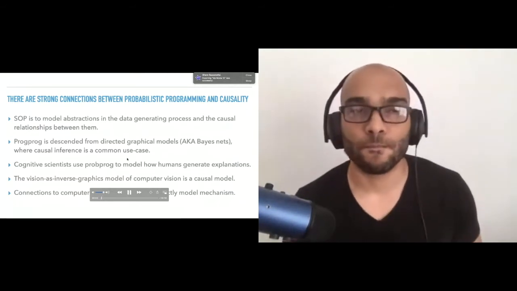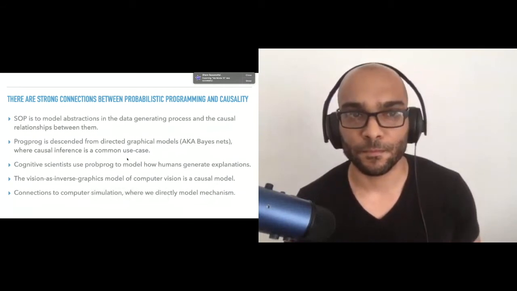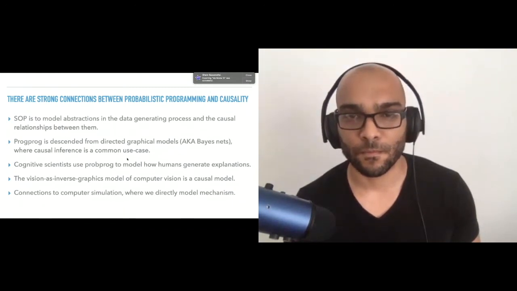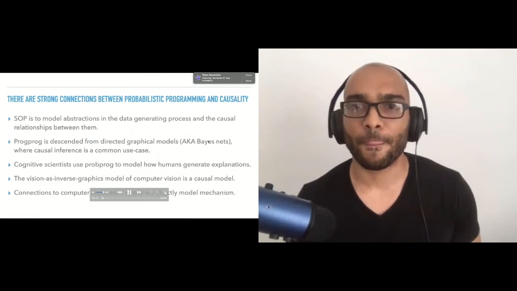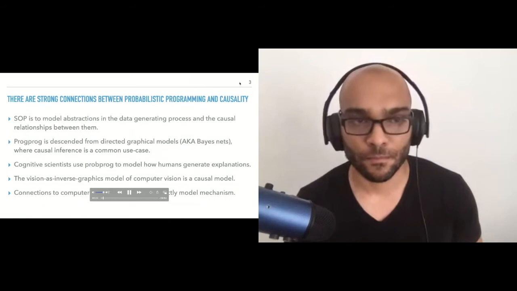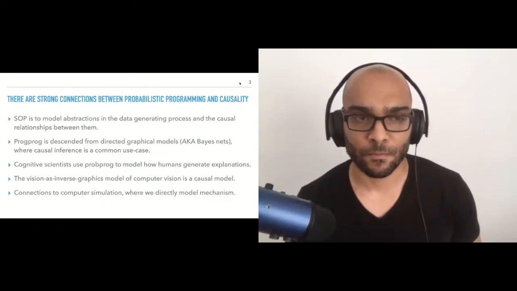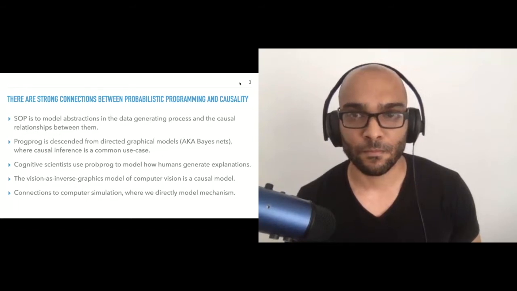There are strong connections between probabilistic programming and causality. Standard operating procedure in probabilistic programming is to model abstractions in the data generating process and the relationships between them, causal relationships. Probabilistic programming is descended from directed graphical models, also known as Bayes nets, where causal inference is a common use case. Cognitive scientists use probabilistic programming to model how humans generate explanations. The vision as inverse graphics model of computer vision is a causal model. There are connections to computer simulation where we directly model mechanism.